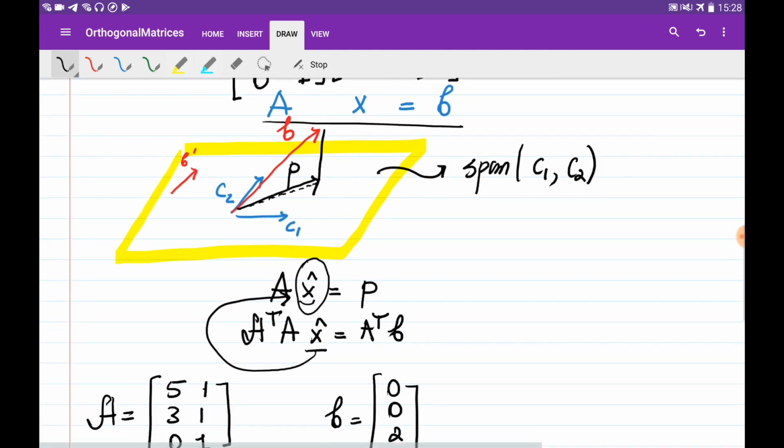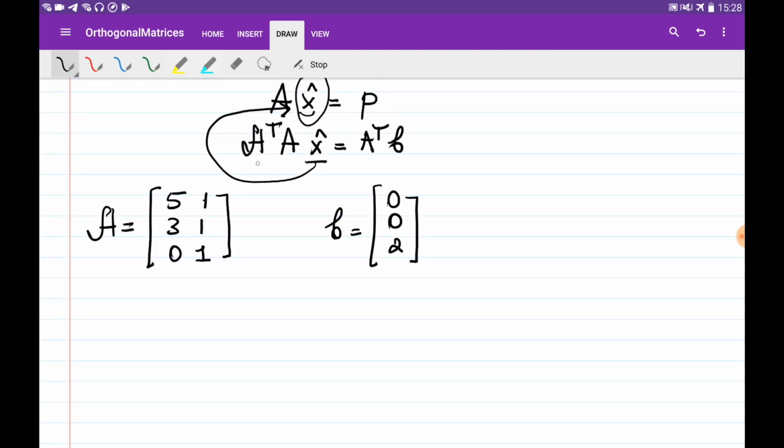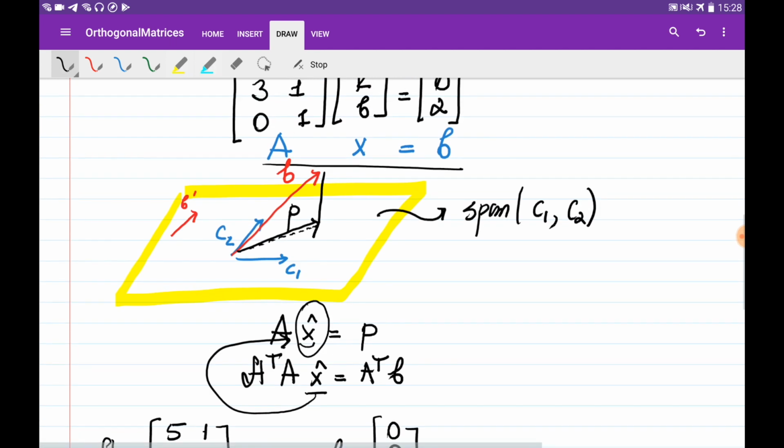Right? So let's solve the system. A transpose A x hat is equal to A transpose b. Please note that I'm denoting this as x hat because this is different from this x. We cannot find this x exactly, but what we can do is find the approximation for this x, and this approximation is going to be the best because we're choosing the vector from the plane which is the closest to this vector b.